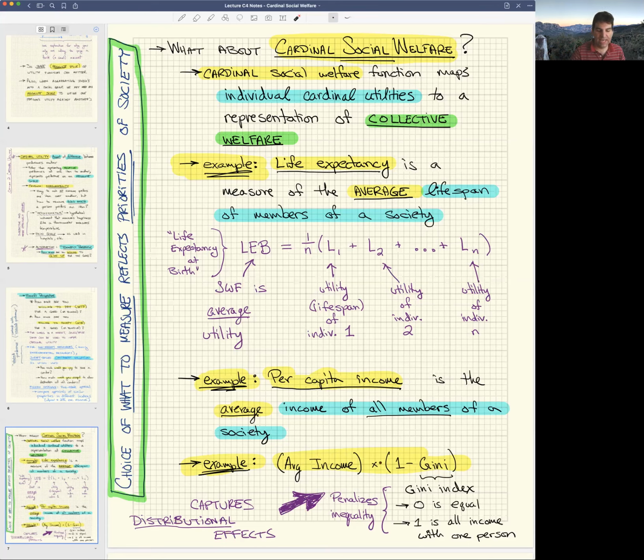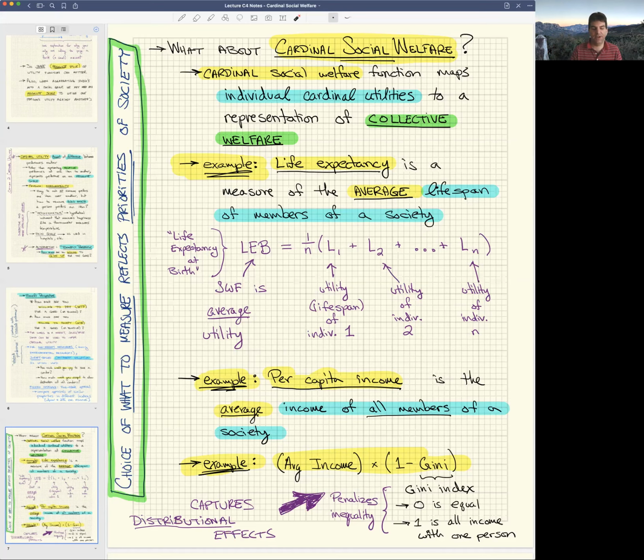And so you can imagine if I can calculate that and I can calculate average income, then maybe my choice of social welfare function is not the per capita income alone, but per capita income times 1 minus the Gini Index. And what that tells me is that I care both about how rich my country is per capita, so that's the per capita income, how rich we are as a group. But I also care about how shared that wealth is.